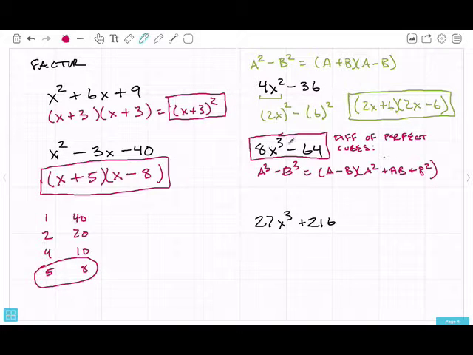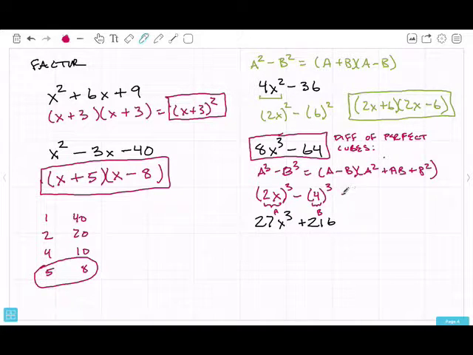So 8x to the third, that is 2x being cubed. 2 times 2 times 2 is 8. It's a perfect cube. 4 times 4 times 4 is 64. So 4 is being cubed. So now we know a is 2x and b is 4. So those go right in the spots where a and b are.